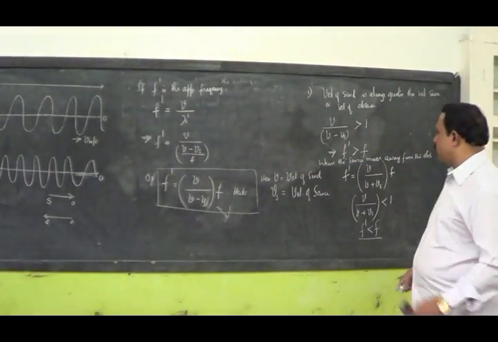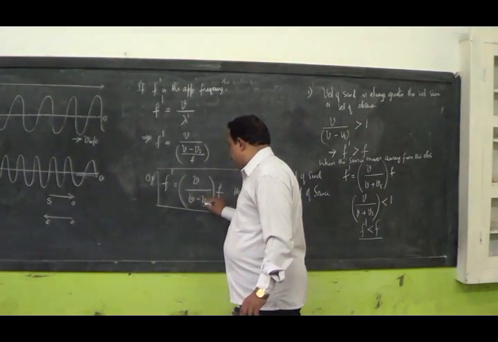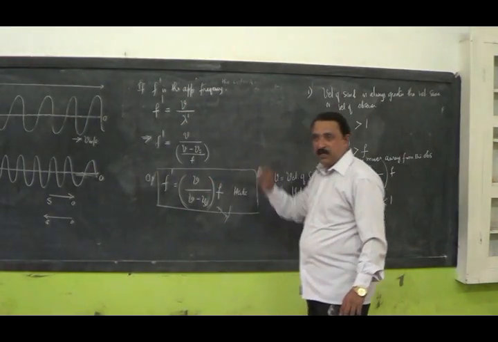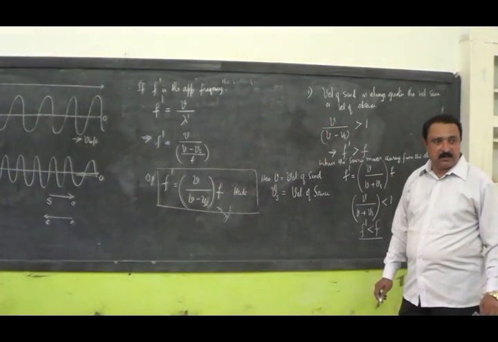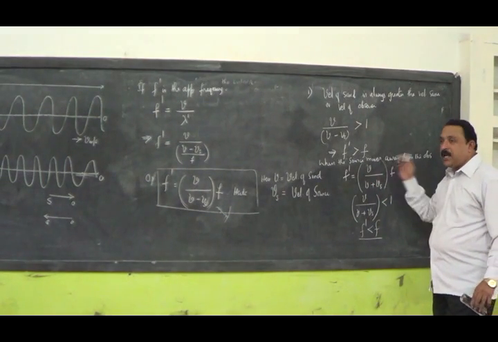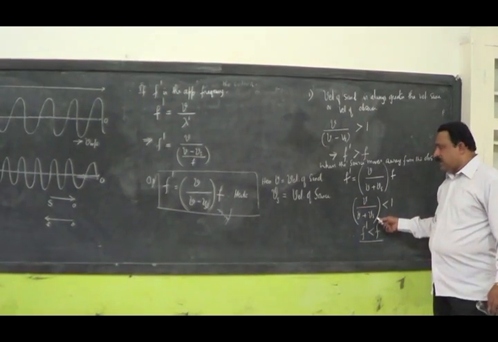So two formulas will come to us now. F dash equals d by d minus ds into f, when the source is coming towards the observer, a stationary observer. Here also the observer is stationary. The source is only moving, but it is moving away from the stationary observer. In that case, this is the formula.